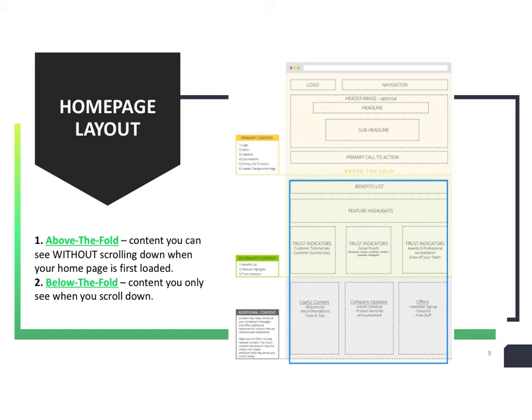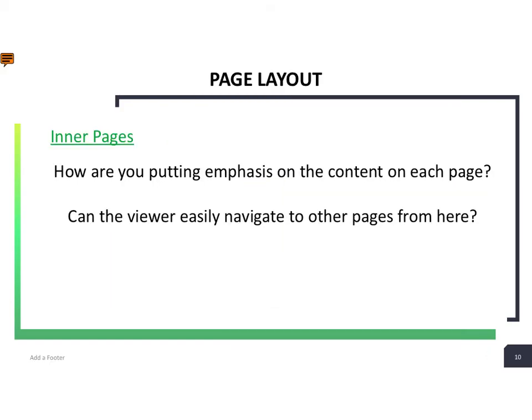This is contents that you only see whenever you start scrolling through the website. You can put things like benefits, images, and other useful content. However, remember, whatever you want the viewer to do first needs to be above the fold. Beyond the home page of a website are the inner pages, or sometimes referred to as subpages. Inner pages put emphasis on the contents. You want to make sure it's easy for the user to continue to other pages within the website.